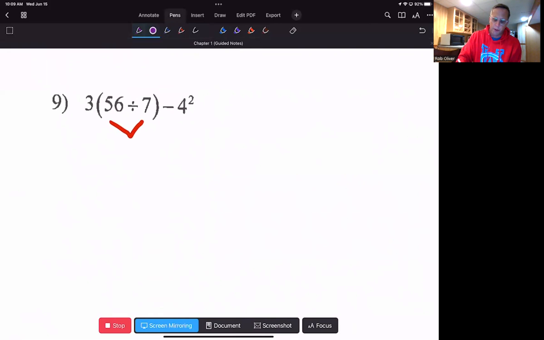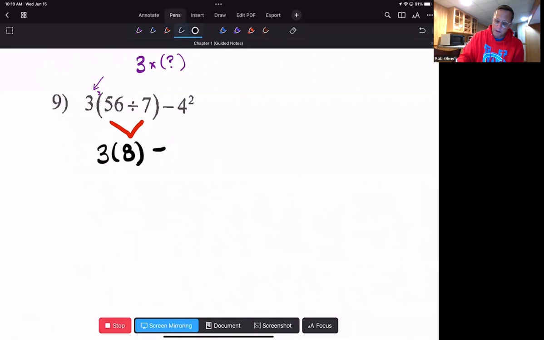And I should note right here, there's a 3 right next to parentheses, which, you know, there's no symbol between the 3 and the parentheses, but we can infer from the way that's written mathematically that that's multiplication. That means 3 times, right? We're going to do 3 times whatever 56 divided by 7 is. 56 divided by 7 is 8. So I'm going to do 3, and then 56 divided by 7 was 8.